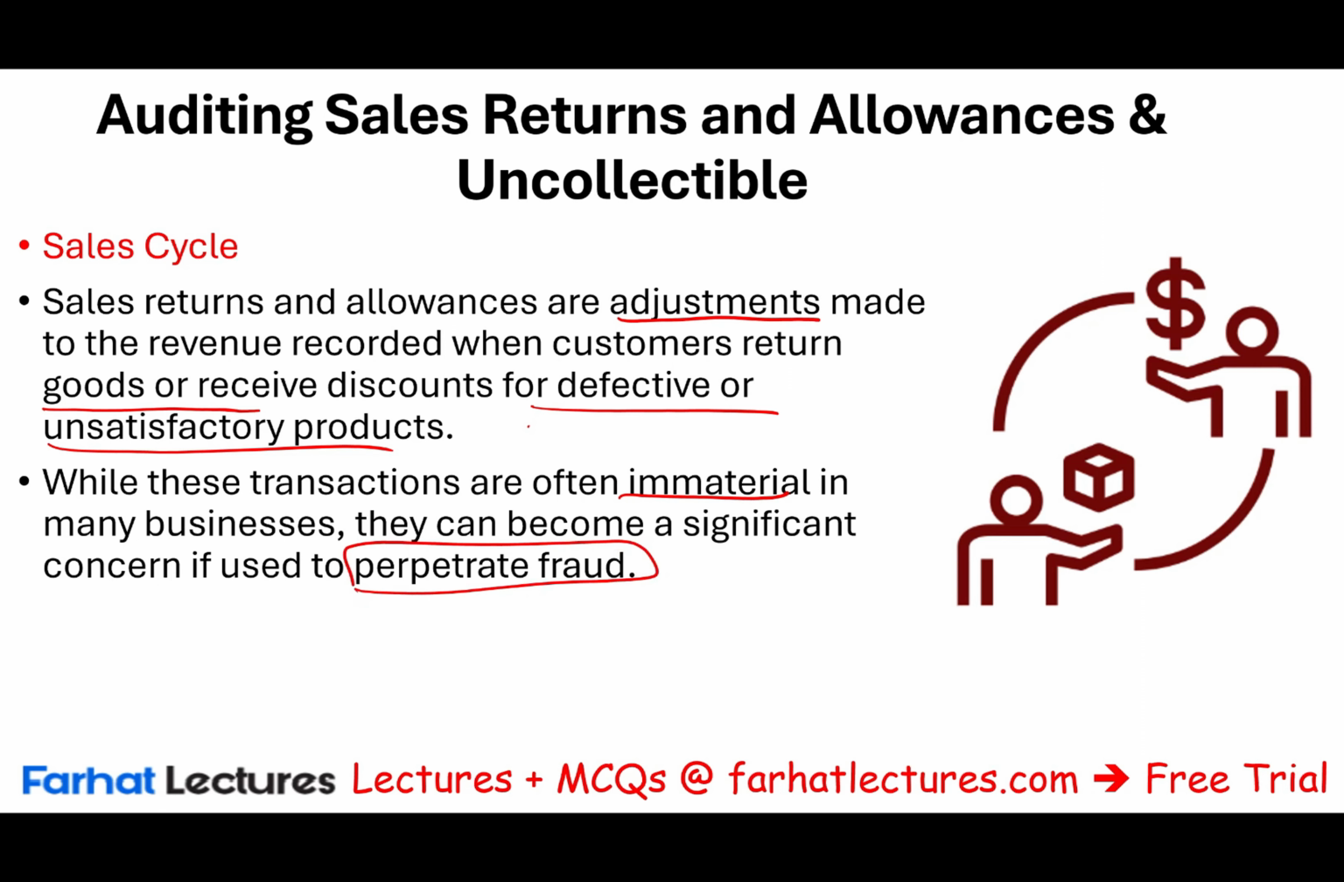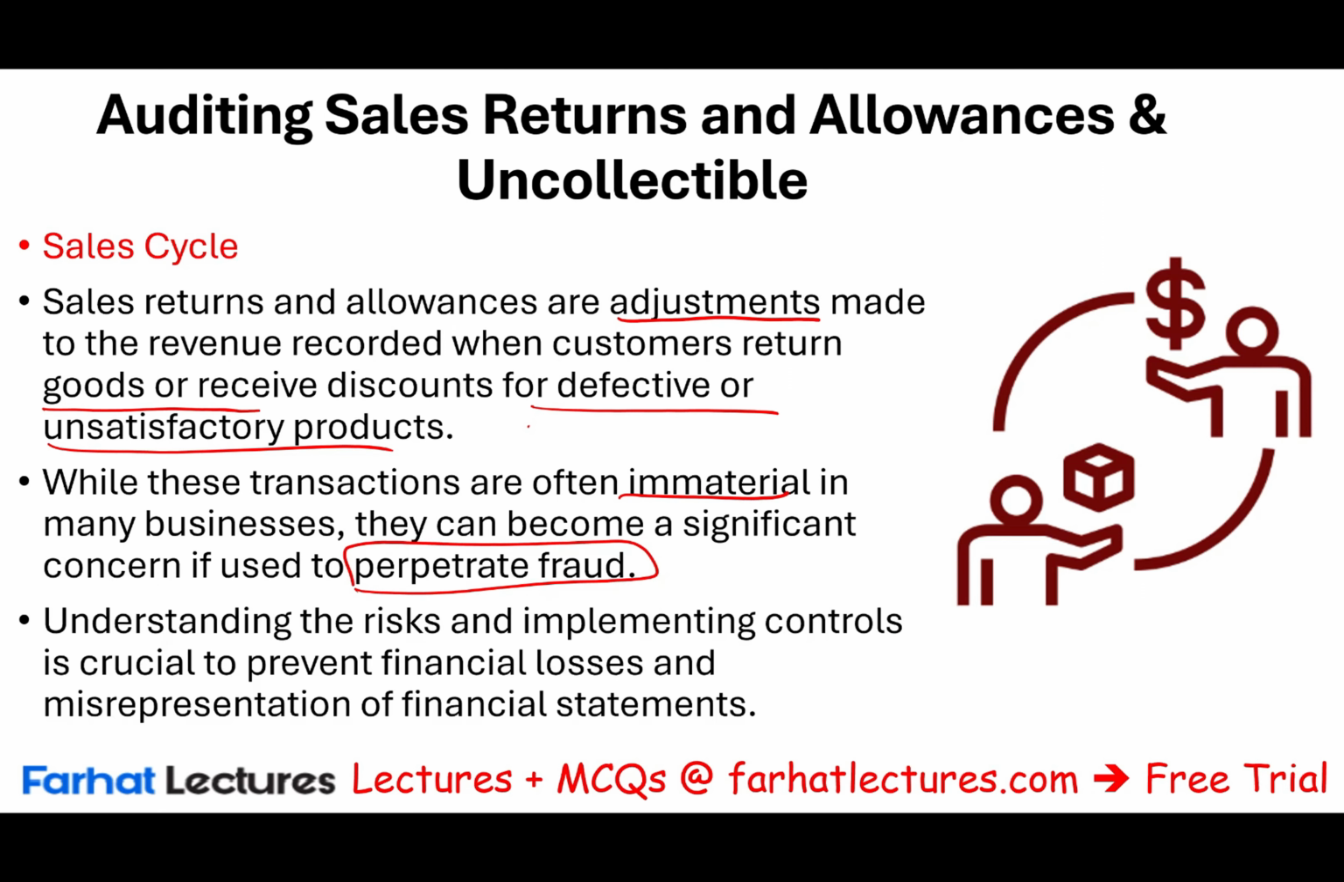So this is what we have to learn how to audit them. Understanding the risk and implementing control is crucial to prevent financial losses. So companies will have certain controls, and we'll talk about them. About what? To prevent those occurrences, to prevent from allowing someone to either steal from the company or commit fraud through these accounts. And this is what we will discuss in this session. Sales returns and allowances first, then we will discuss uncollectibles. Let's go ahead and get started.